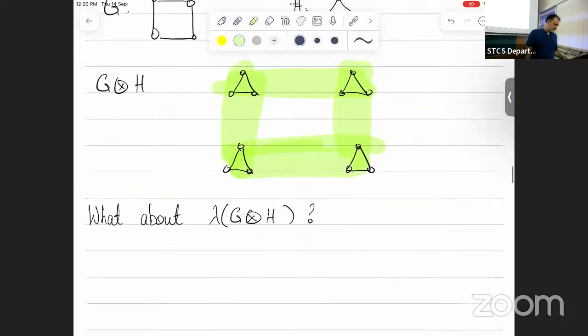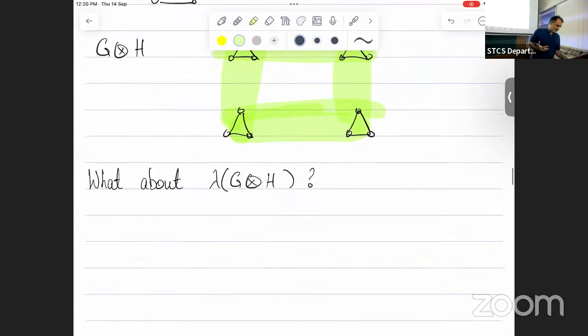Okay. So the next thing you might want to get a sense of is, okay, fine. We now know what the degree is. We now know what the number of vertices is. I want to know what the spectral gap is. There are many ways to see this, and it's always instructive to just look at the adjacency matrix and ask, what is this new adjacency matrix?